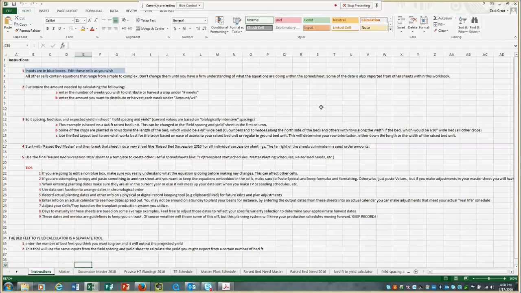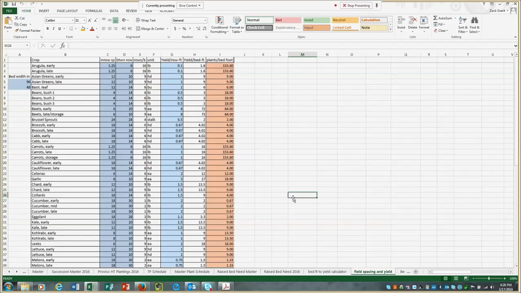And really quickly, I'm going to just scroll over it and show you guys that sheet so you have an idea of what I'm talking about. On the bottom here, I'm just going to click over. You can see maybe 8 or 9 sheets over, there's a sheet that says field spacing and yield. Hopefully you guys can see that. I'll click on that, and that should pull up a sheet.